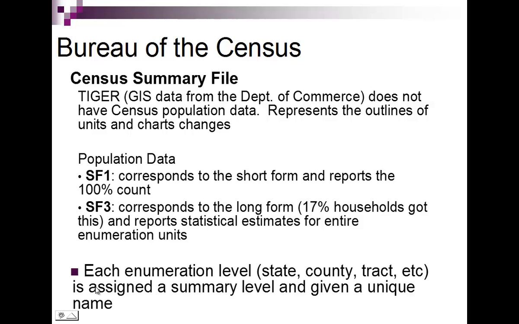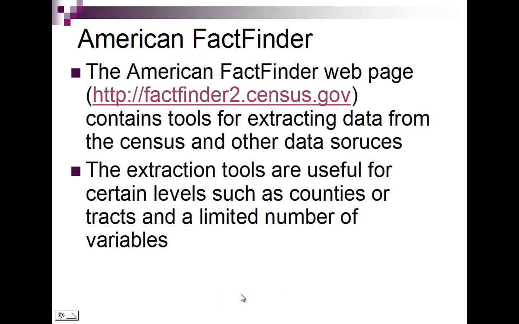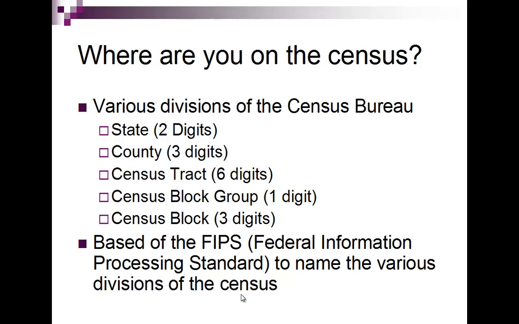Okay, and each enumeration is given a summary level and given a unique name according to the FIPS code. The American Fact Finder has tools for extracting data from the census and other data sources. So we can look at business surveys. There's probably about 8 to 10 different data sources up there that we can look at, with information about business, commuting patterns, buying patterns that are useful. And we have some really great extraction tools, because when you download this, you're going to download it into an Excel spreadsheet, but you're going to have a unique FIPS code that we can attach, run a join that we talked about previously.